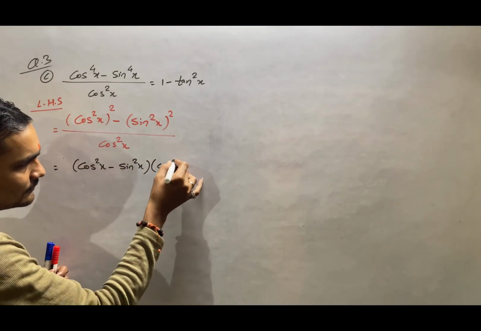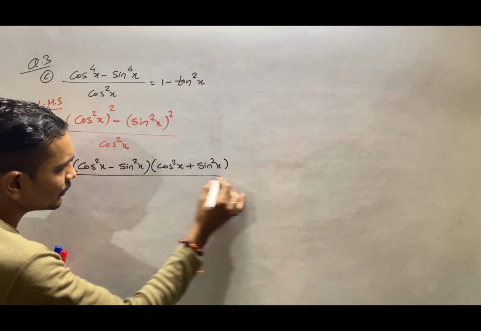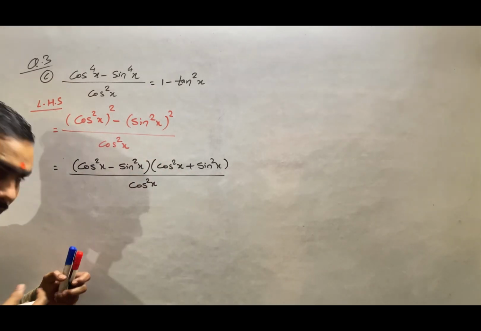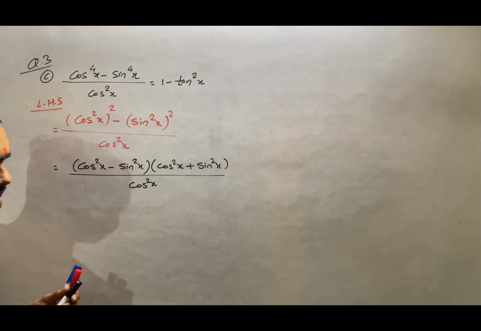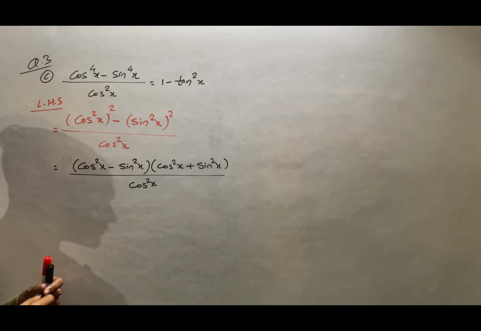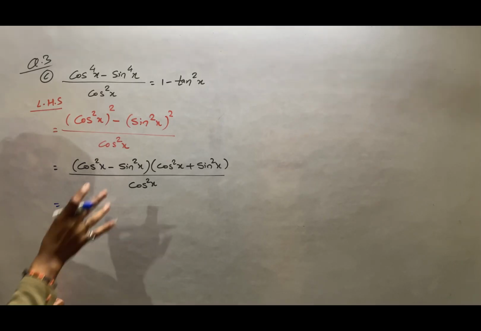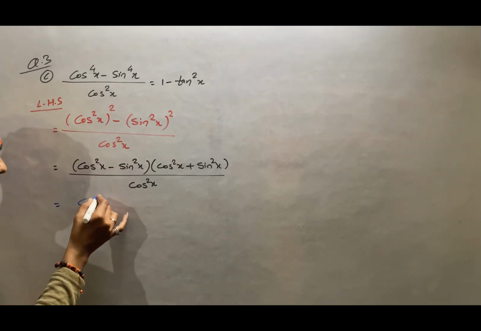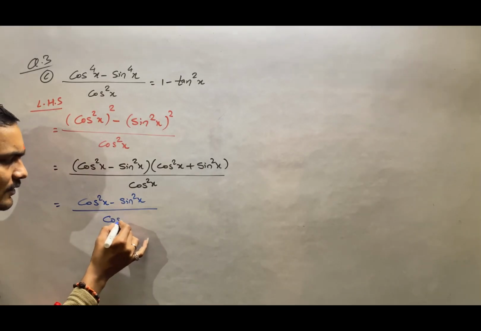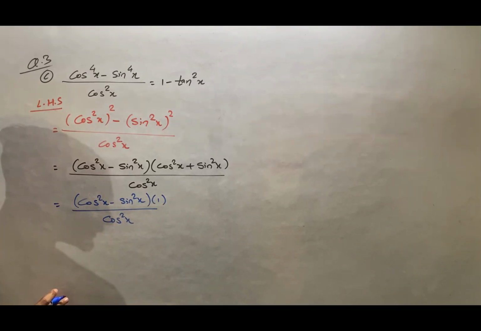So, instead of a, we have cos square of x minus sine square of x, and again cos square of x plus sin square of x over cos square of x, right? Now we know this part is 1. Yeah, so let's keep it as it is. So we can say cos square of x negative sin square of x over cos square of x, and this times 1, right?